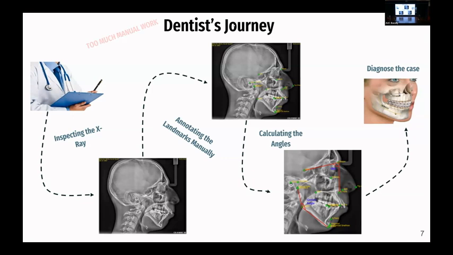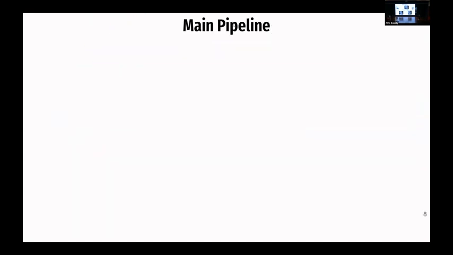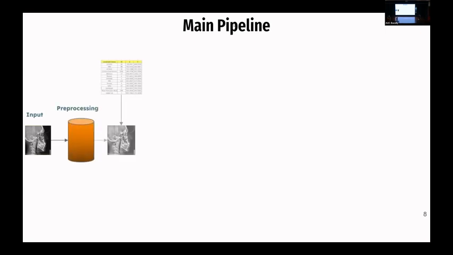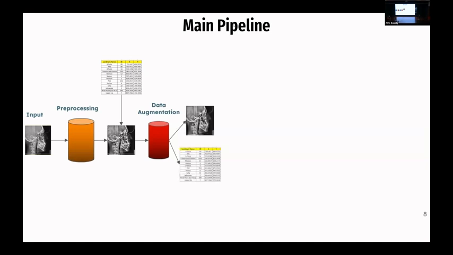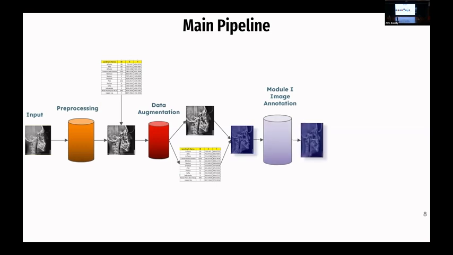And moving to our pipeline, our main pipeline is that we provide the input, and then we have pre-processing to enhance the quality of the image. Then we take the landmarks and pass it to the data augmentation to increase the number of the pictures that we have. And then we generate the heat maps. And after generating the heat maps, we train the model on the heat maps so it can generalize and then provide the heat maps for us. And from those heat maps, we can then calculate the angles that we are going to use for the diagnosis.